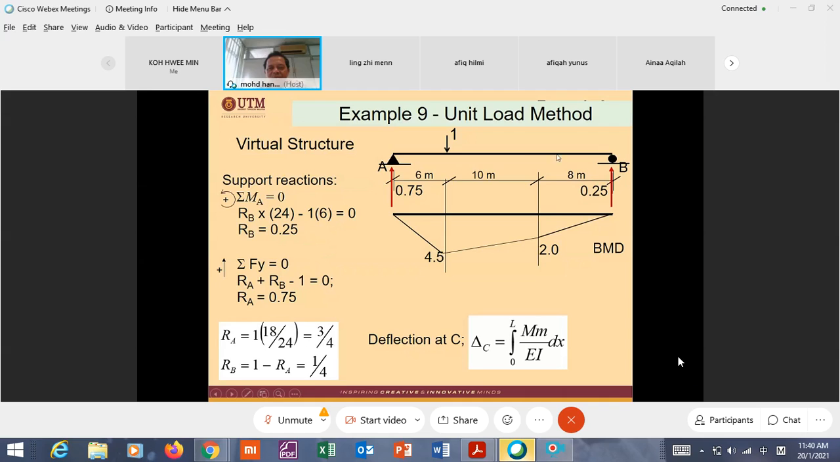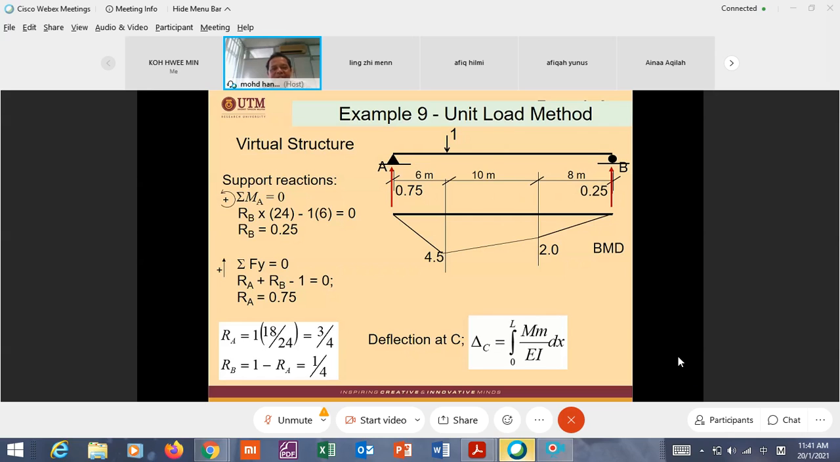This is not common sense, but it is a way to check whether your answer is sensible or not, because it is impossible that when the load is closer to A, the reaction at A is smaller compared to B. It is not possible.